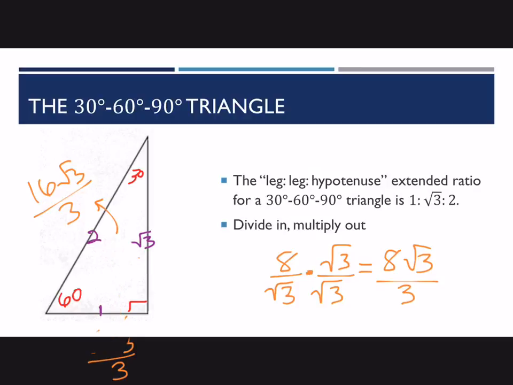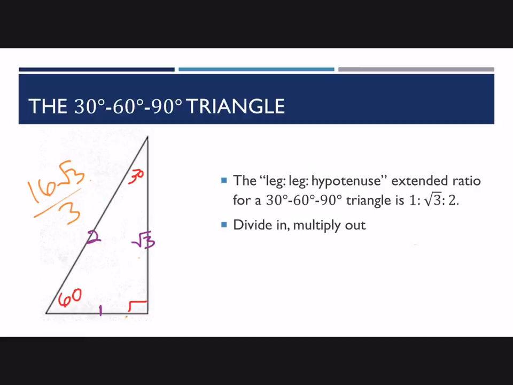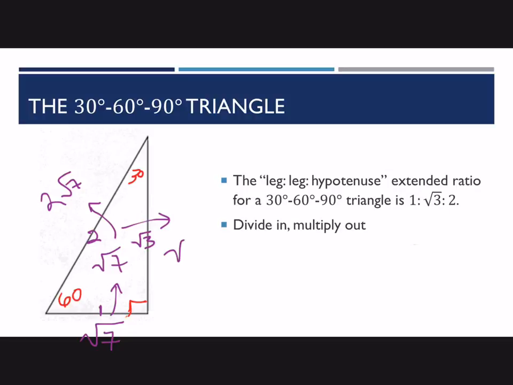Okay, let's do another one. Let's say that the shorter leg measures square root 7. Okay, so then divide in by 1 and you get square root 7. Multiply out by 2 and you get 2 square root 7. And multiply out, square root 7 times square root 3 is square root 21.